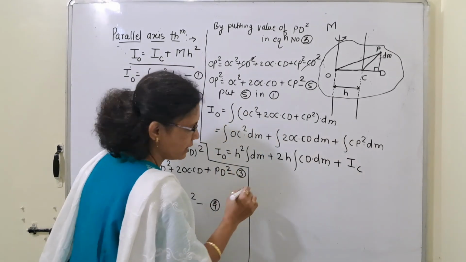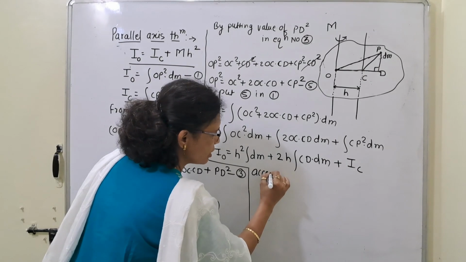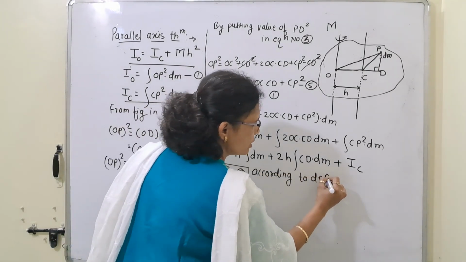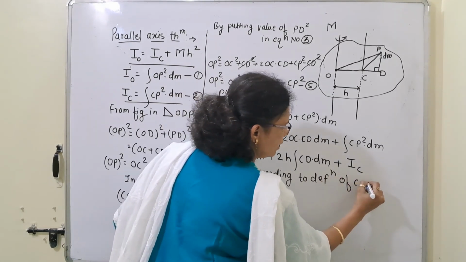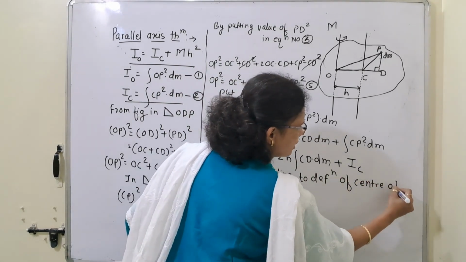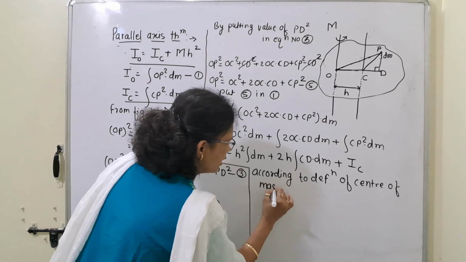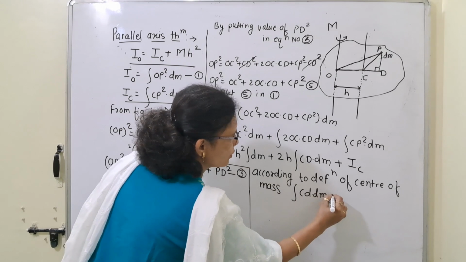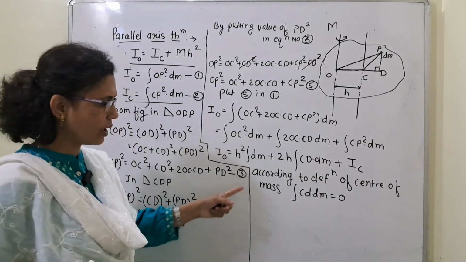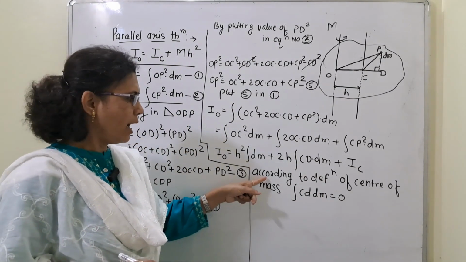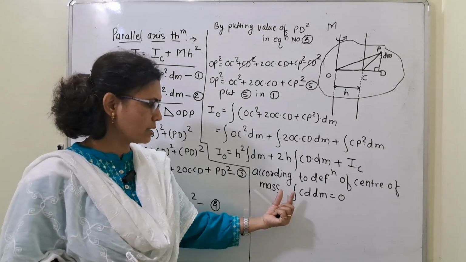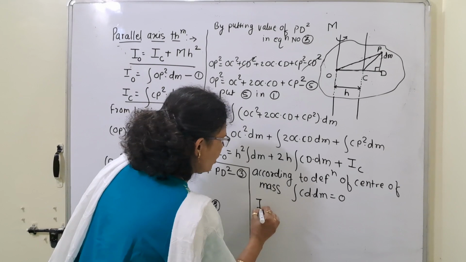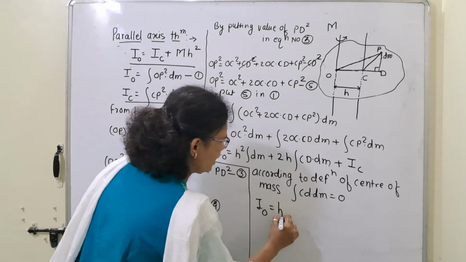Here you have to explain that according to the definition of center of mass, integration CD dm is equal to 0. You have to write this sentence. It is very important. According to definition of center of mass, integration of CD dm is equal to 0. Therefore, I naught is equal to, see, h square as it is.